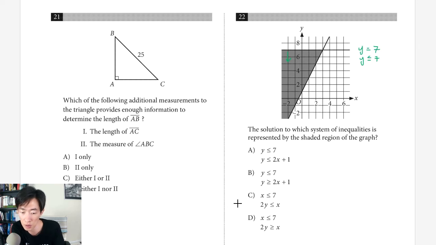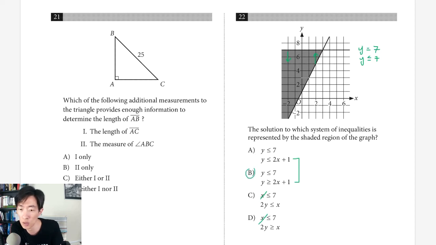So looking at the answer choices, we'll cross off choice C. It's not x is less than or equal to 7. And then notice what we're left with. We don't even have to know the equation of this line because they're exactly the same. The only thing we have to know is the shaded region above or below? It's obviously above the line, so that means y is going to be greater than or equal to 2x plus 1 in this case, and so the answer is B.